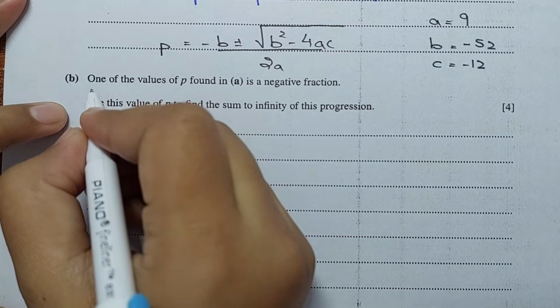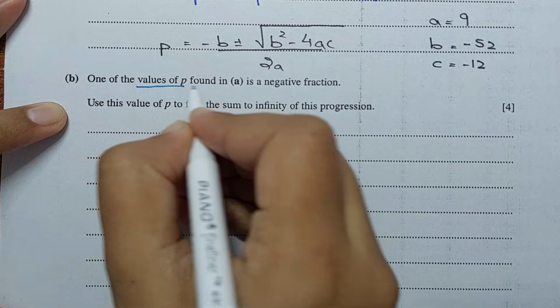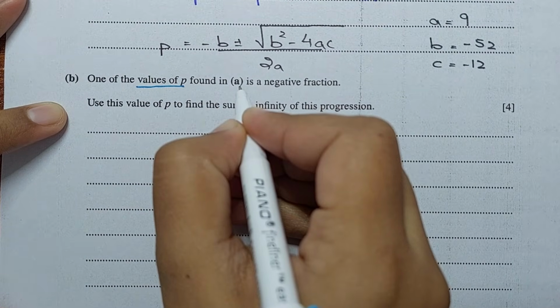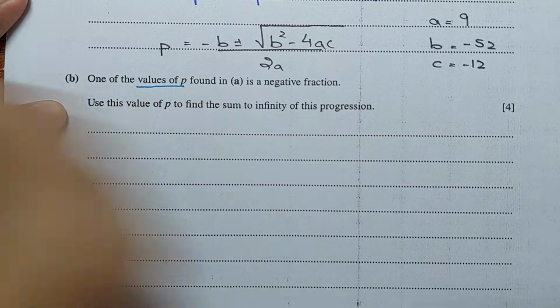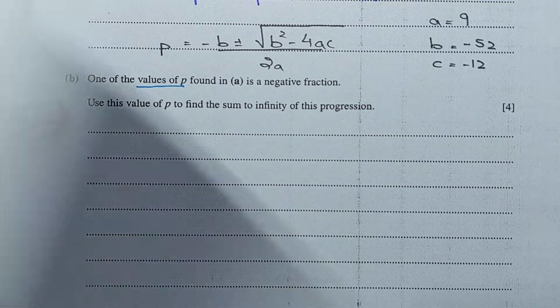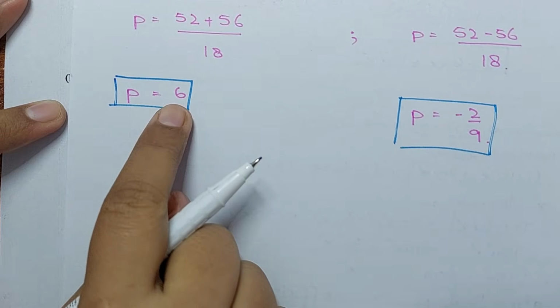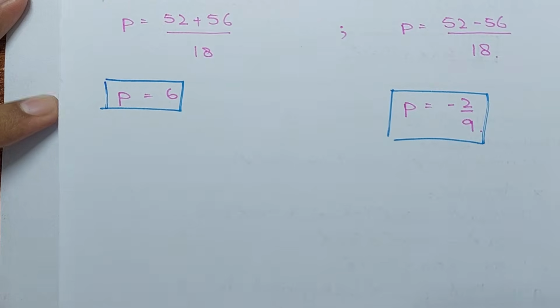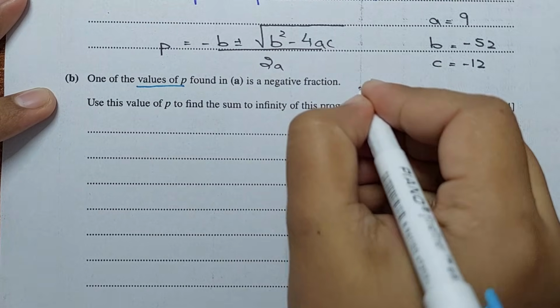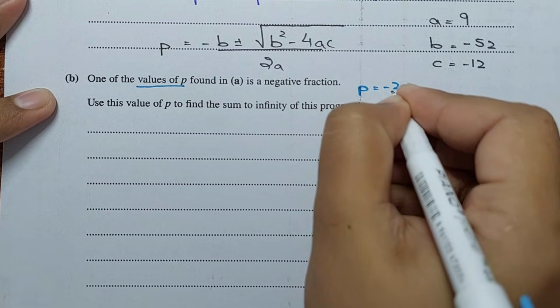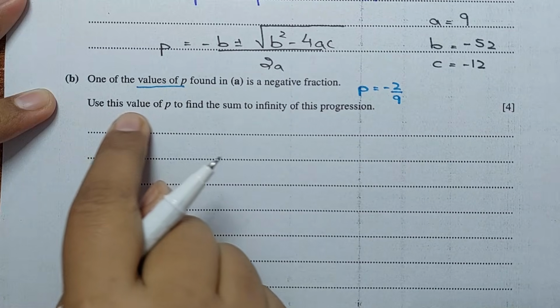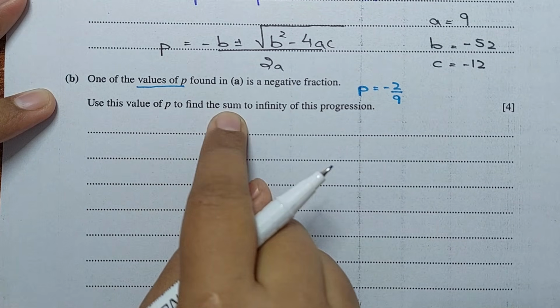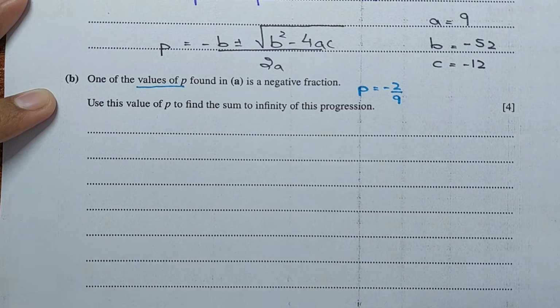Now for part B, one of the values of P found in part A is a negative fraction. Yes, it is a negative fraction. You can see this is positive and this is a negative fraction, minus 2 by 9. So this value of P is negative 2 over 9. Use this value of P to find the sum to infinity of this progression. We need to figure out S infinity.